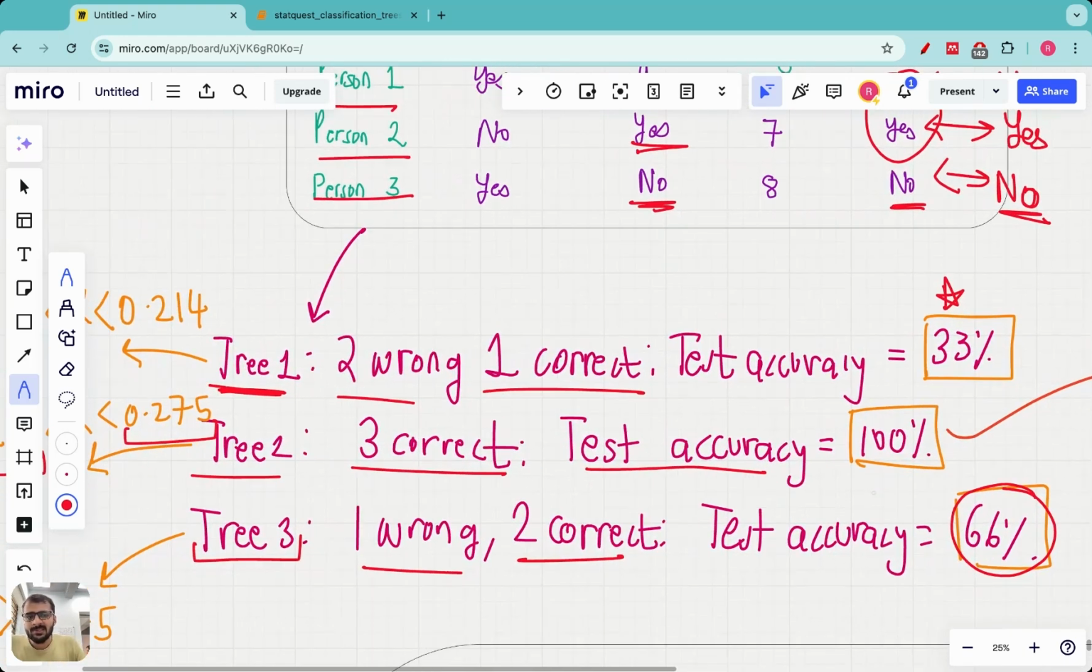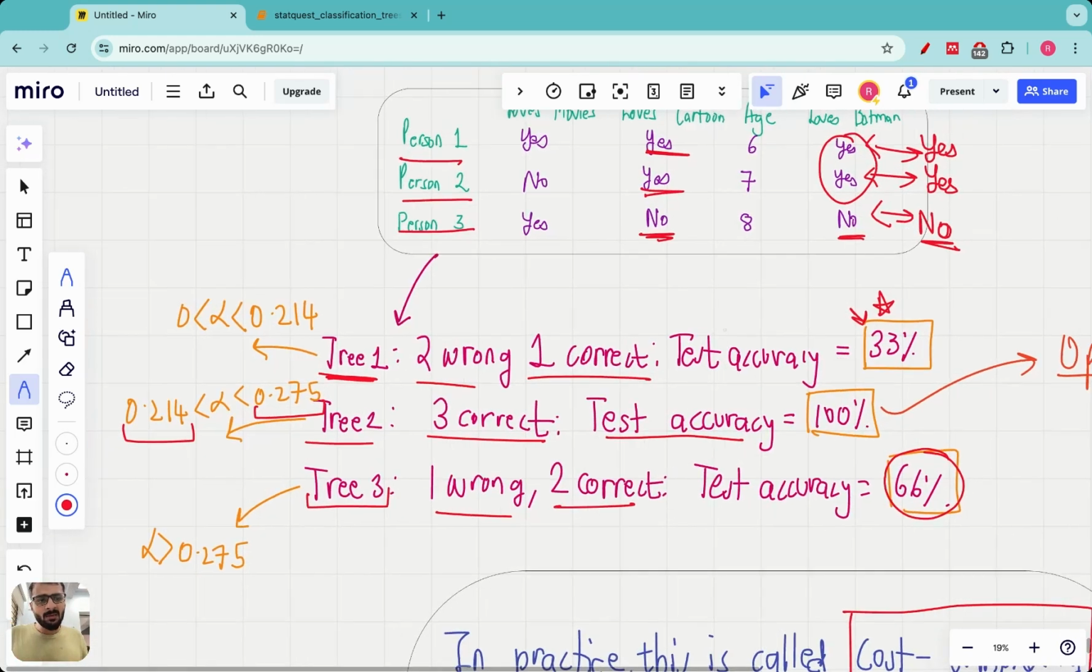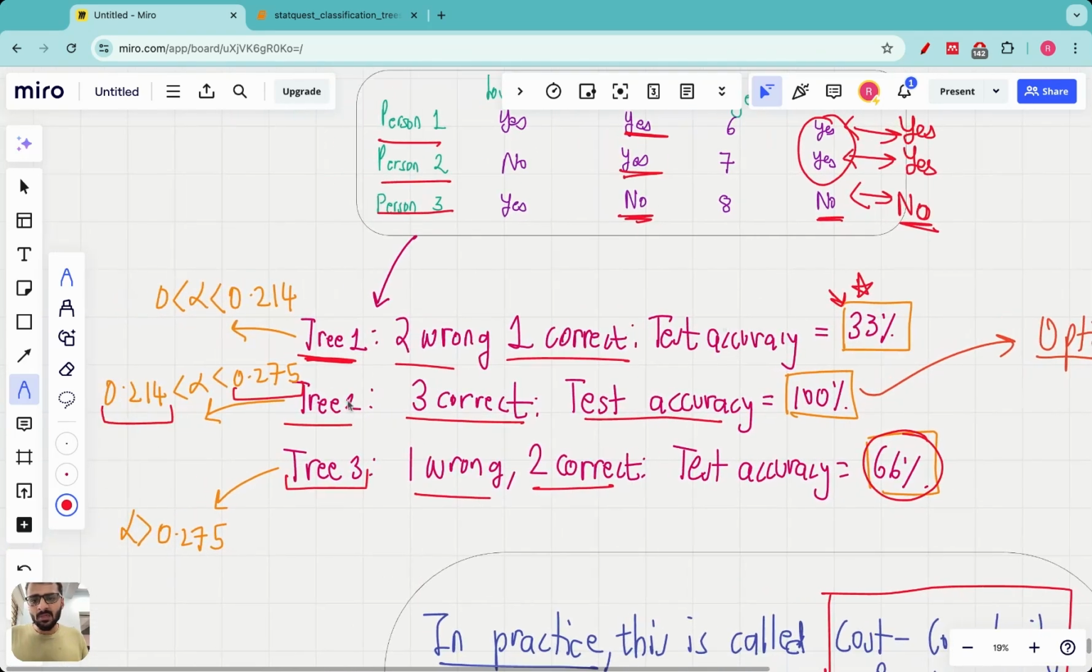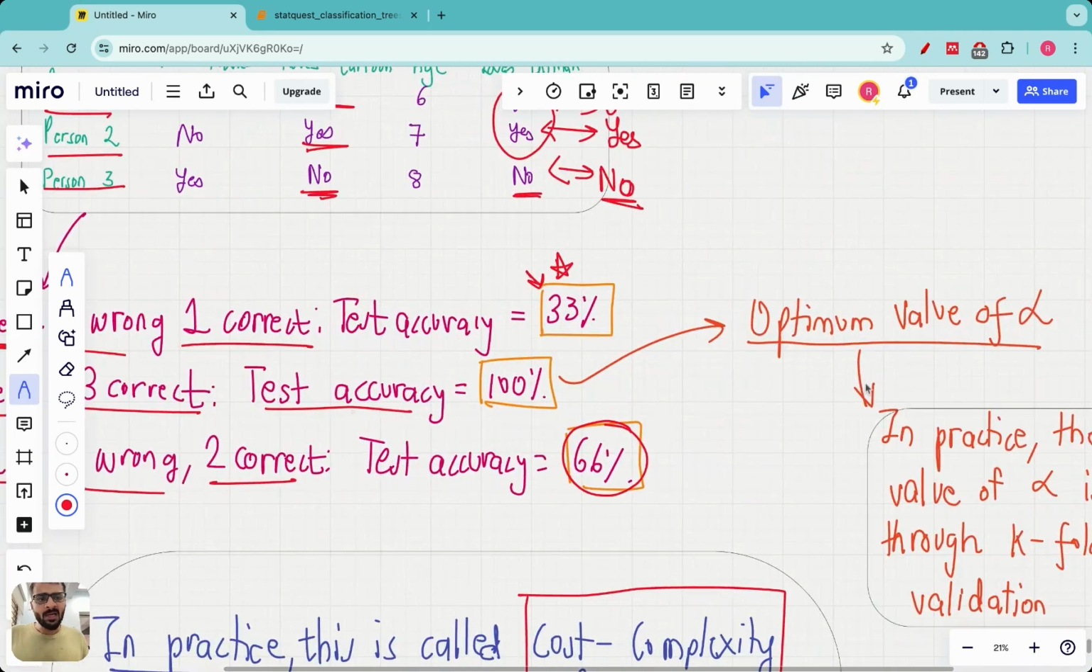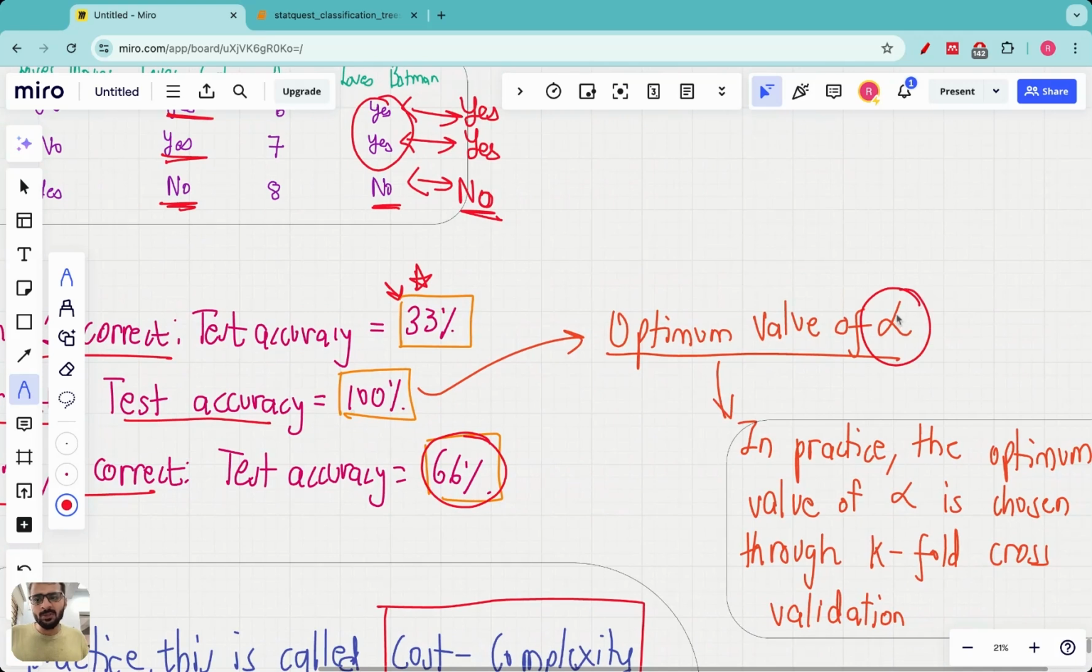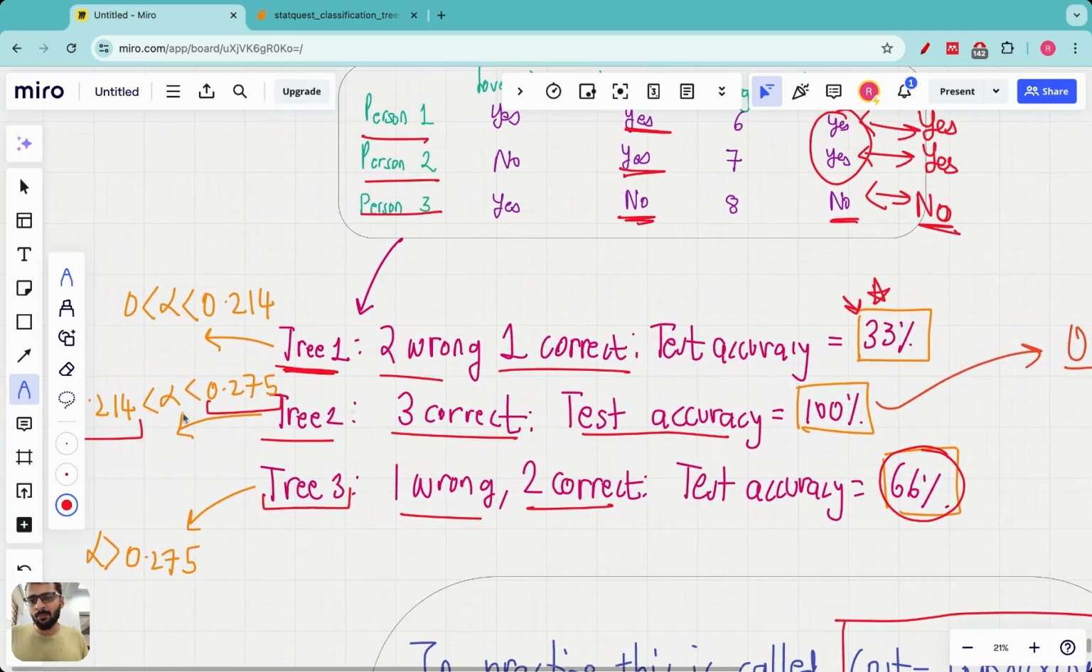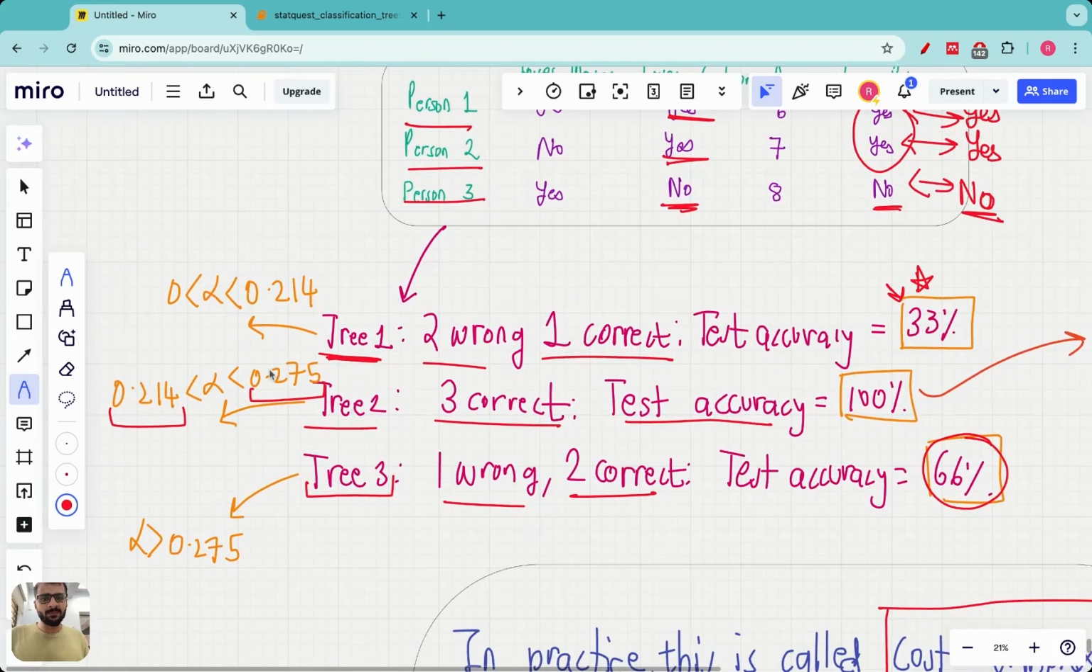So we can see that tree number 1, although it has the highest training accuracy, actually has the lowest testing or generalization accuracy among all of these three trees. In fact, it has a testing accuracy of only 33%, whereas tree number 2 and tree number 3 have better testing accuracies. In the example which we have chosen, tree number 2 has the maximum test accuracy, and hence the optimum value of alpha which will be chosen in this case lies between 0.214 and 0.275.